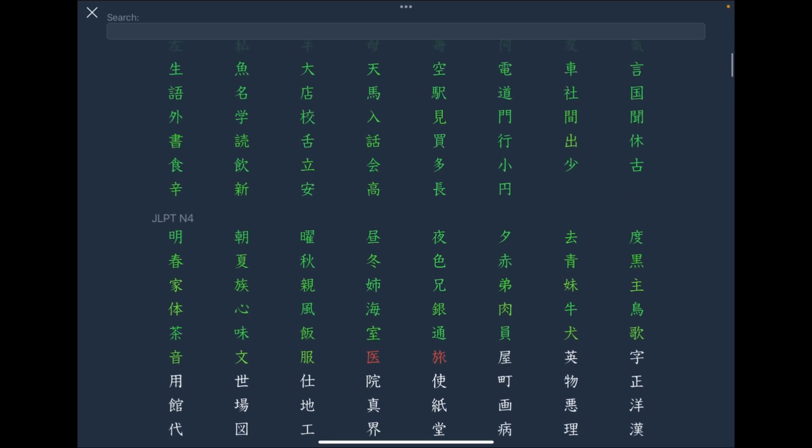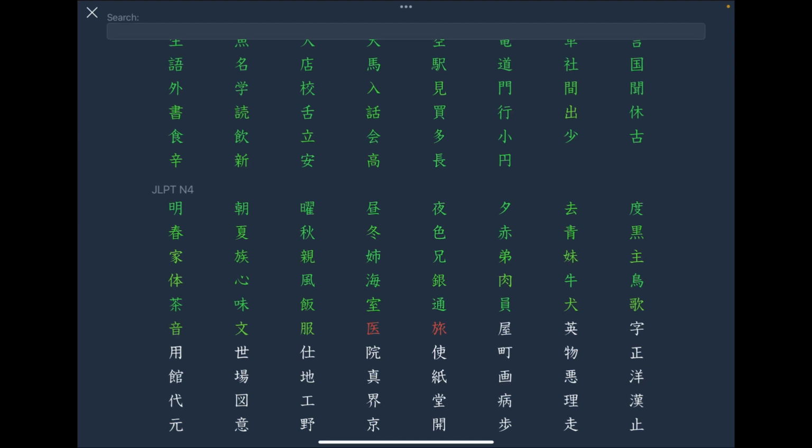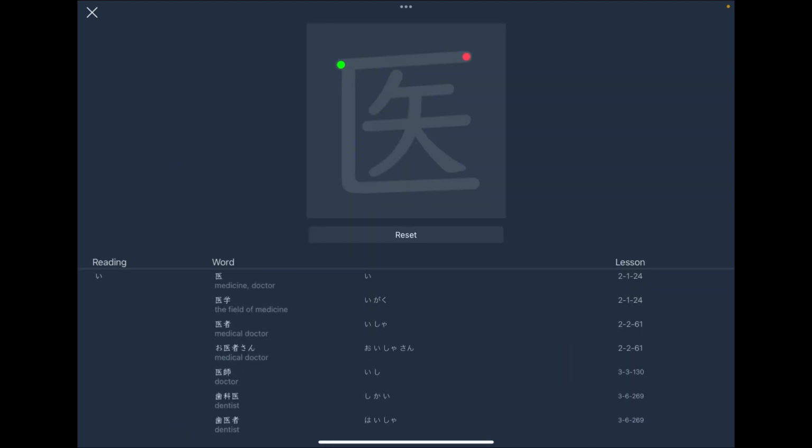It's really fun to keep track of this app or the characters even, because the ones in red are the ones I need to practice. So recently I learned medicine, doctor, which is Igaku, meaning the study of medicine, the field of medicine. It's even used in shikai, which means dentist. Oisha-san, which is medical doctor.